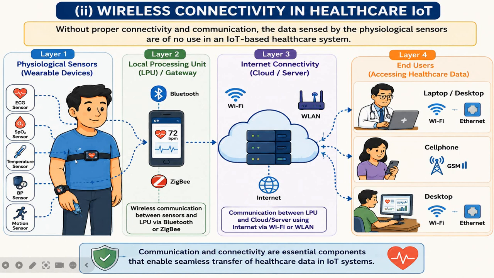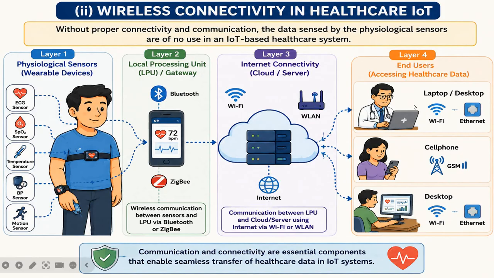So the wearable sensors will communicate with the local processing unit using a short-range wireless technology such as Bluetooth and Zigbee, and the LPU acts as a gateway that gathers and processes the sensor data. Then the LPU will send the information to a cloud server through internet technologies such as Wi-Fi or LAN. The cloud stores the information and manages the healthcare data, making it available for remote access and analysis.